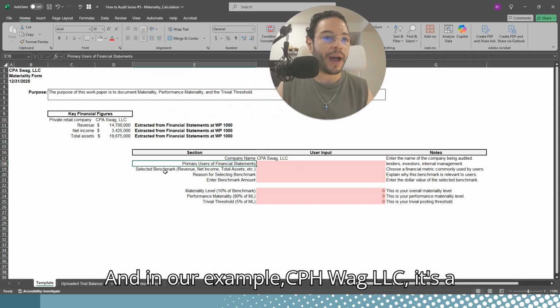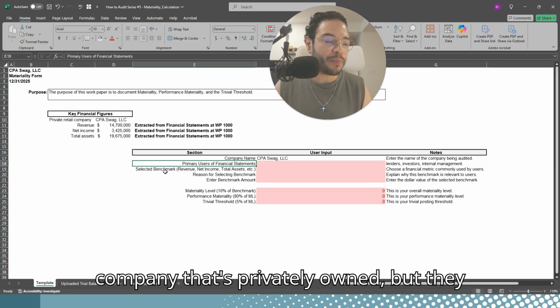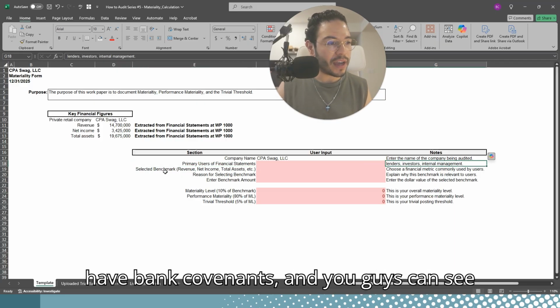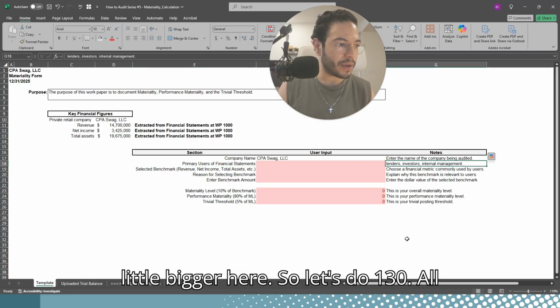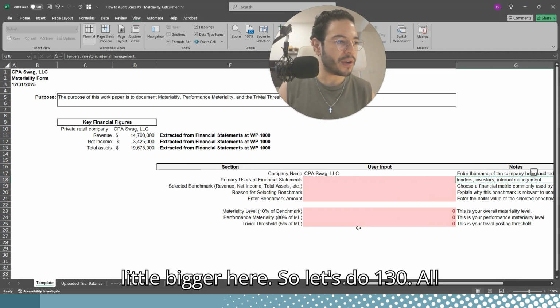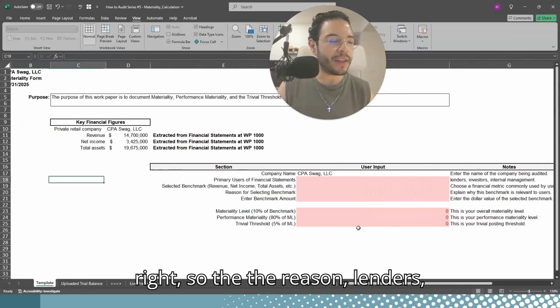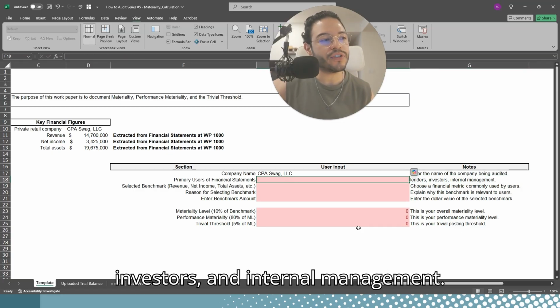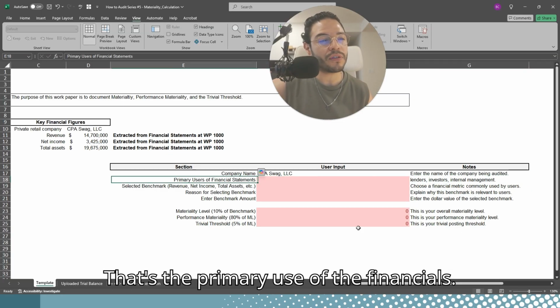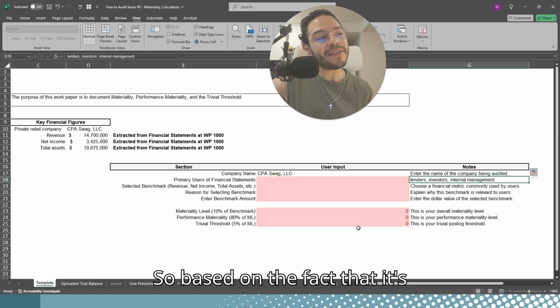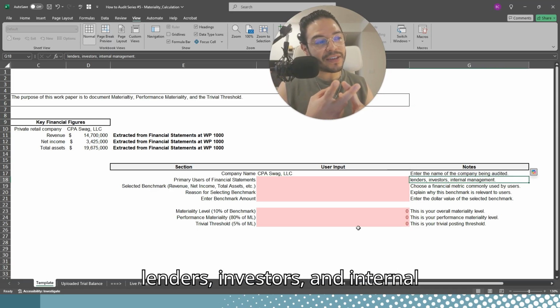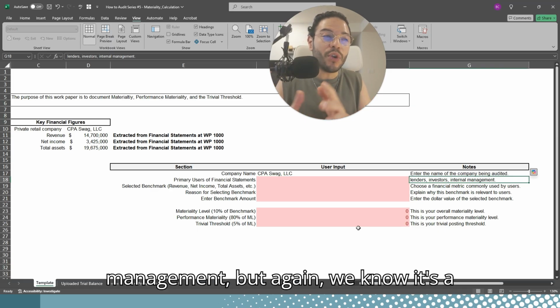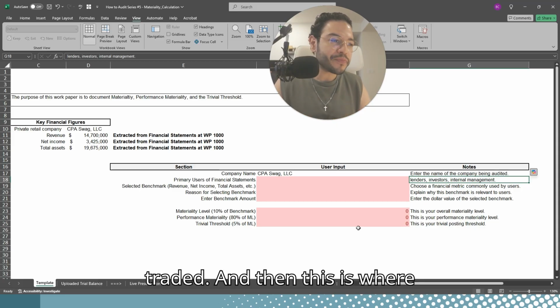And in our example, CPA Swag LLC, it's a company that's privately owned, but they have bank covenants, as you can see from the notes. I'm going to make this a little bigger here. So let's do 130. All right, so the reason, lenders, investors, and internal management, that's the primary users of the financials. But again, we know it's a private company, so it's not publicly traded.